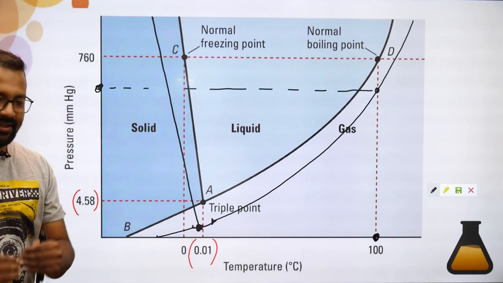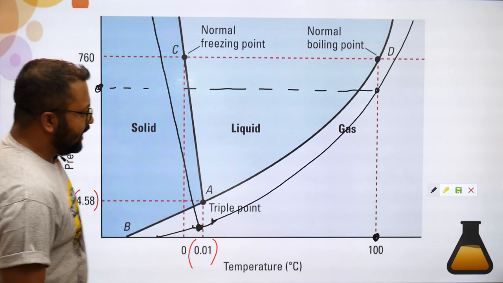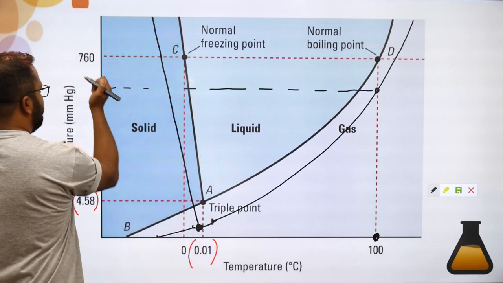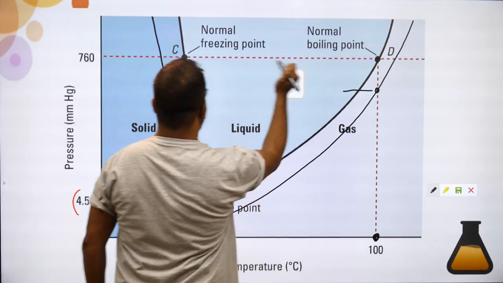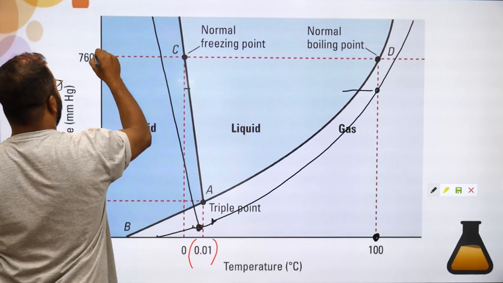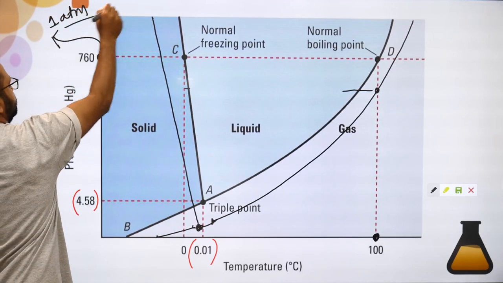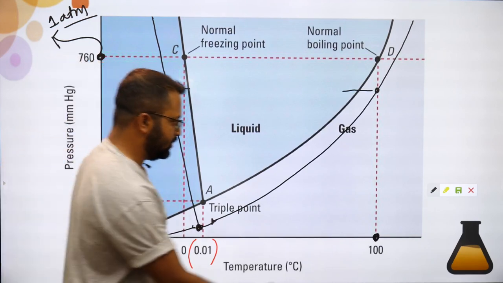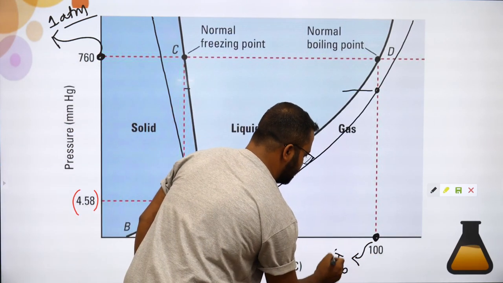So at this juncture we can make an assessment very beautifully. Let's say hum pressure ko 1 atmosphere rehne dete hain. I keep the pressure at 1 atmosphere. So this is 1 atmospheric pressure. Can I say that this is the boiling point of solvent?